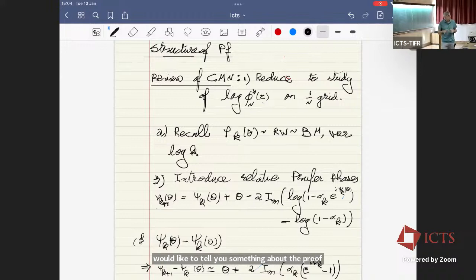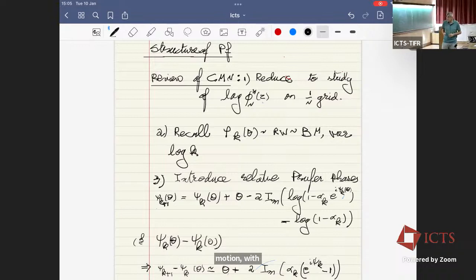So how did CMN, who really had this decisive idea in this business of introducing this recursion, how did they do their work? They recall that for a fixed theta, our phi k of theta is a random walk, and there is a natural time change here, because by n steps we expect log n variance. So there's a natural exponential change of scale, and so you expect it to behave like a Brownian motion with variance which is log k.